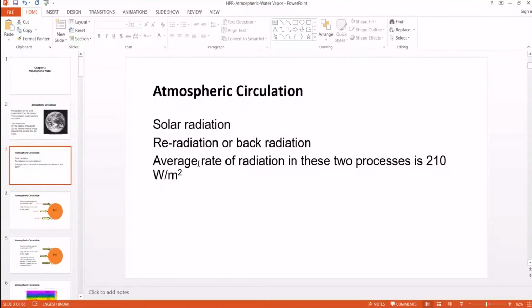So you know that Earth receives solar radiation, and out of 100 units, it absorbs 51 units, and these 51 units at a later point of time are again transferred back to space. So this is called back radiation or re-radiation. In this process, the average rate of radiation is equal to 210 watt per meter square. On a unit area, the average rate of radiation is 210 watt per meter square.